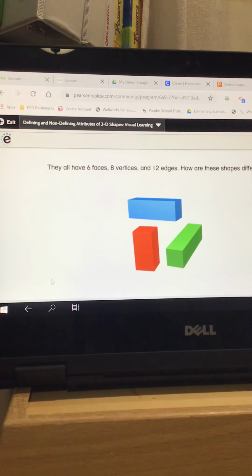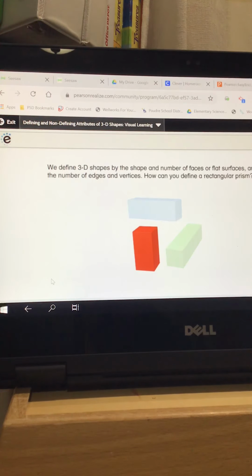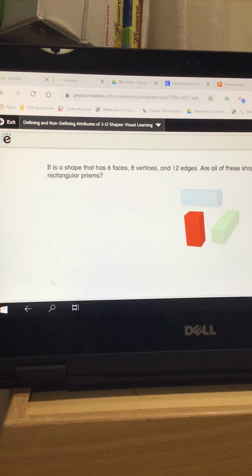How are these shapes different? They are different colors and sizes. They are also in different positions. We define 3D shapes by the shape and number of faces or flat surfaces, and by the number of edges and vertices. How can you define a rectangular prism? It is a shape that has 6 faces, 8 vertices, and 12 edges.